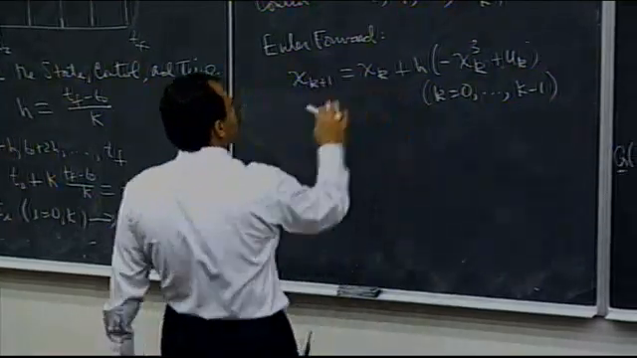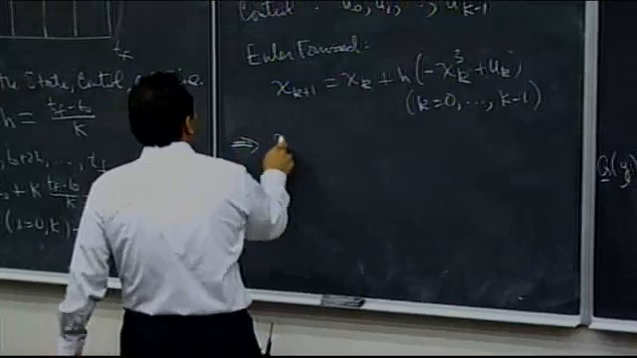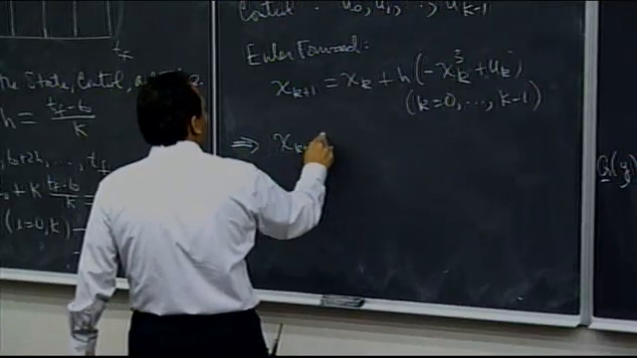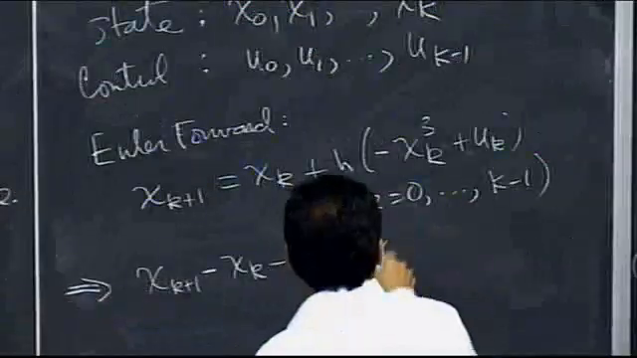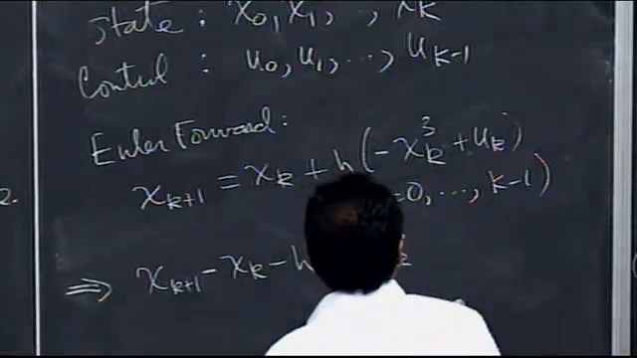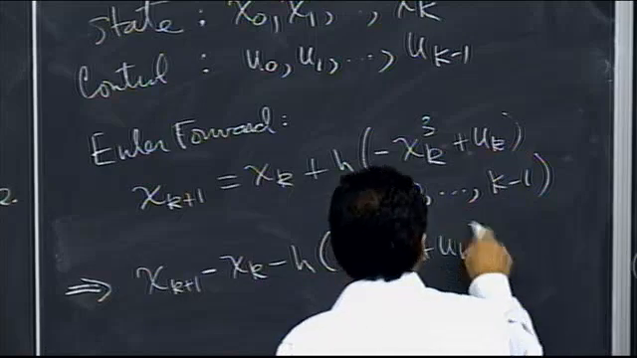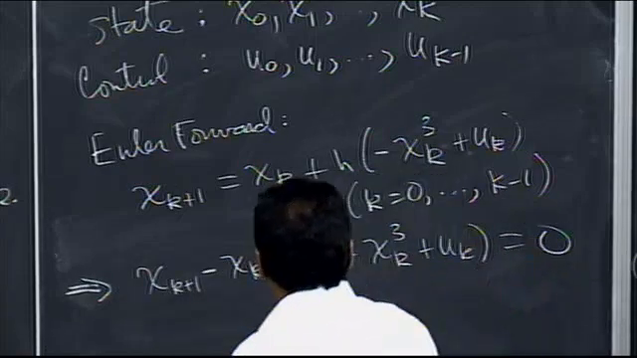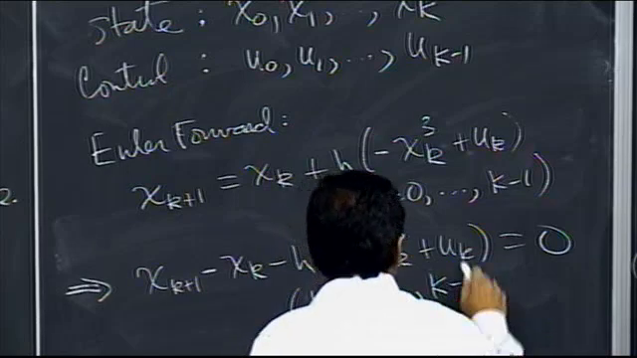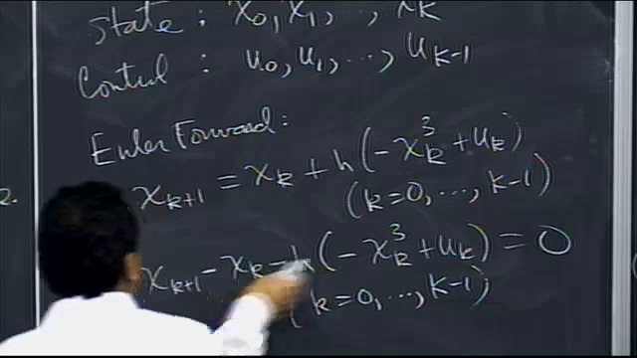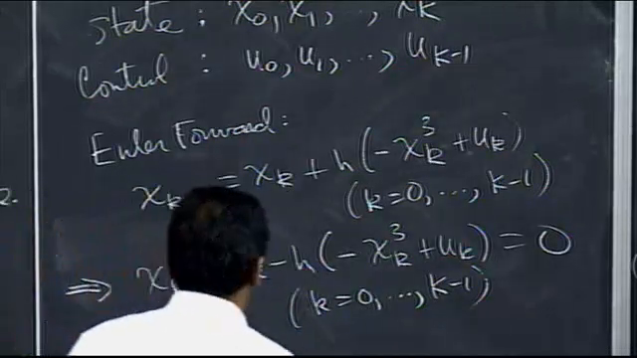So if I write this in collocation form, I've got xk plus 1 minus xk minus h times the right-hand side, I'm writing this out explicitly, so I don't want to rearrange the algebra here, equals 0 for k going from 0 up to k minus 1. So these are my collocation equations for that particular example.